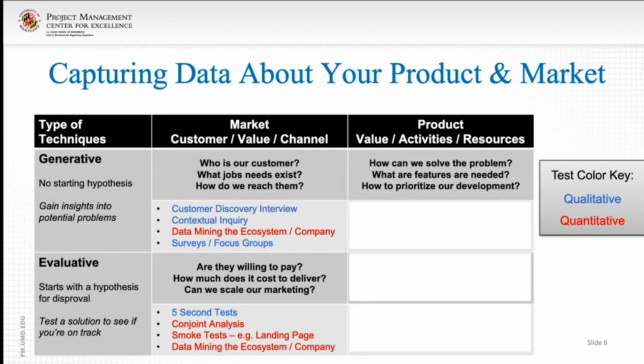Now let's talk about products. Here we're going to be asking questions like, can we actually solve this problem we say we can solve? What features are needed to get it done? How do we prioritize our development so we're working on the most important thing first?